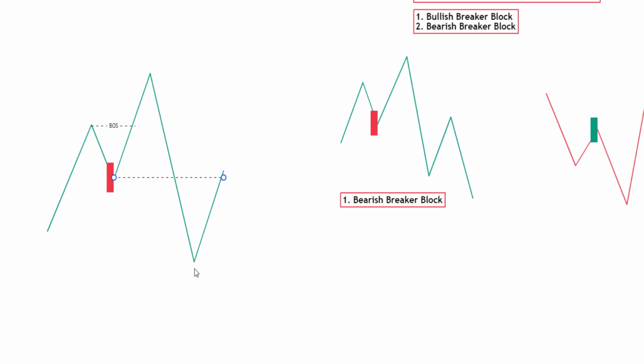So we expect price to come back right here, and then this one will act like a breaker block this time around. No longer an order block, but a breaker block. So this is exactly what a breaker block is. It is nothing more than this. Whenever you hear about a breaker block, it is something of this nature. We call it a bearish breaker because price rejects it to the downside.